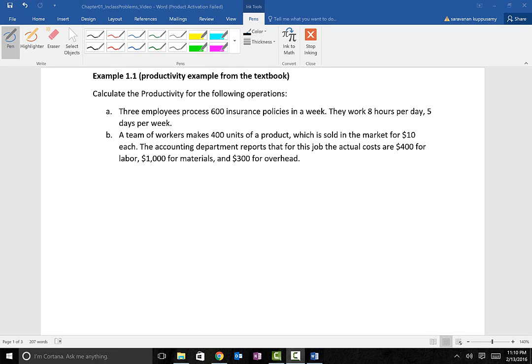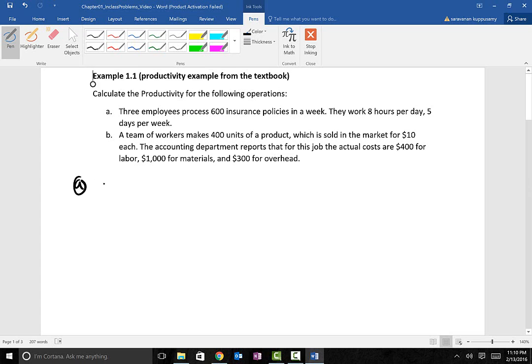So the first problem is example 1.1, which is directly from the textbook. It has two parts, A and B. So let's take a look at what is A. For any productivity problem, you need to know two things. One is output, another one is input.